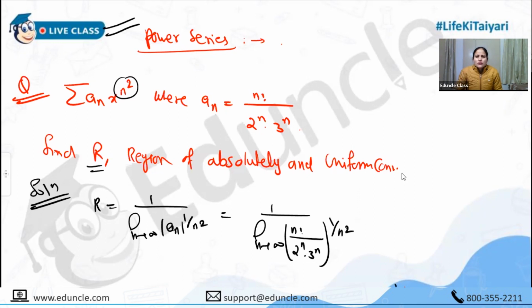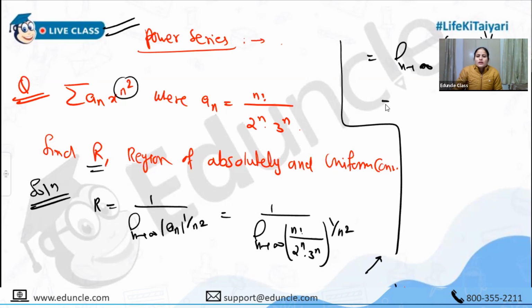So the whole power is 1 by n square. So the limit n tending to infinity, what I will have basically is 6 to the power 1 by n. Yes or no? Correct? The n and n cancel out, so 1 by n I will have in the numerator, and in the denominator I will have n factorial raised to 1 by n square. Here I can apply the algebra of limits, as I can take the limit of numerator and denominator separately.